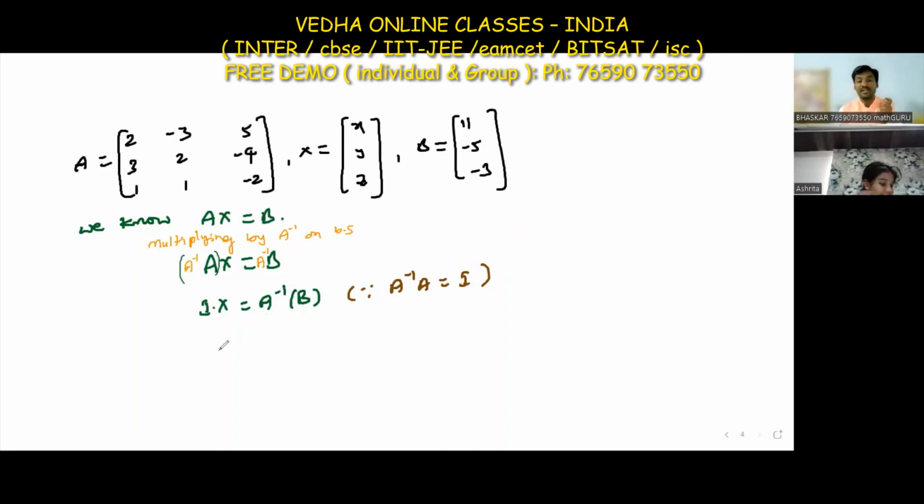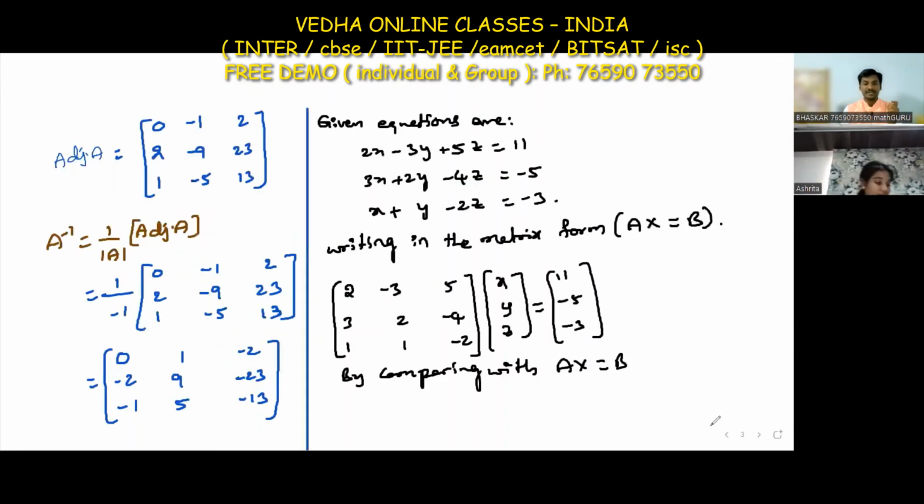Now I into X. If you take I into X, that is X only. Any matrix multiplied with the identity matrix stays as it is. So X equals A inverse into B. We already know the A inverse matrix. What is the A inverse matrix? This is the A inverse matrix.